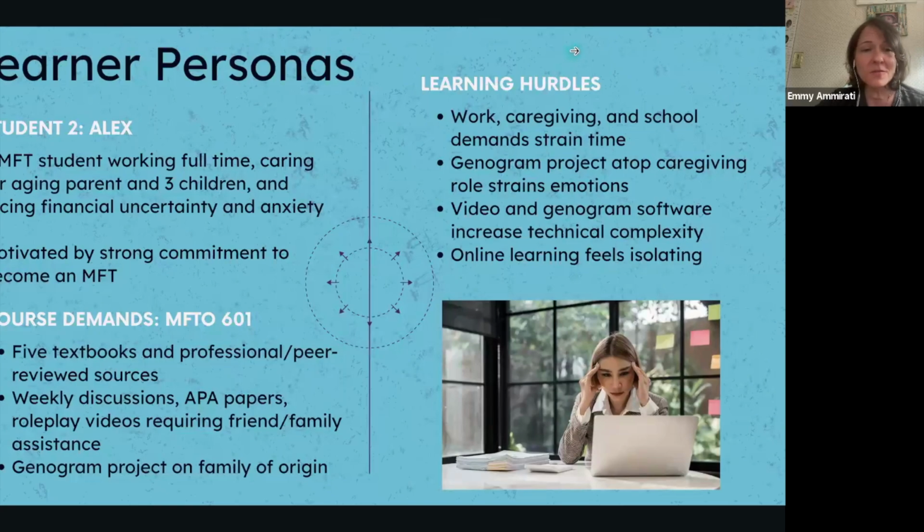Alex, though, is super motivated by their commitment to becoming a marriage and family therapist. And as they may uncover during their genogram assignment, they bring valuable lived experiences to their studies. So intentional strategies and support are really going to help Alex successfully manage their academic and personal demands while they build their professional identity.